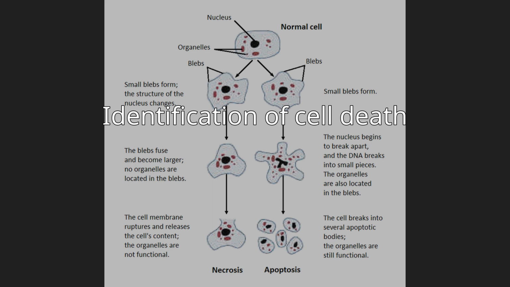A set of recommendations for describing the terminology of cell death was proposed by the Nomenclature Committee on Cell Death, NCCD, in 2009, because misusing words and concepts may slow down progress in the area of cell death research.